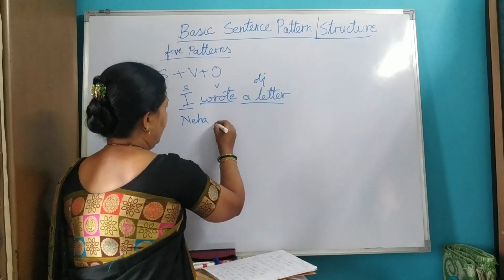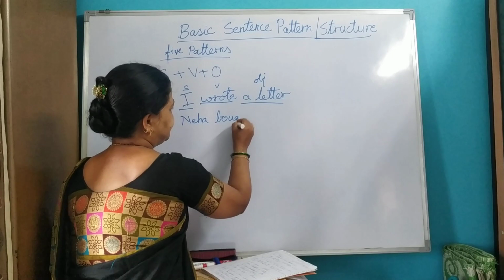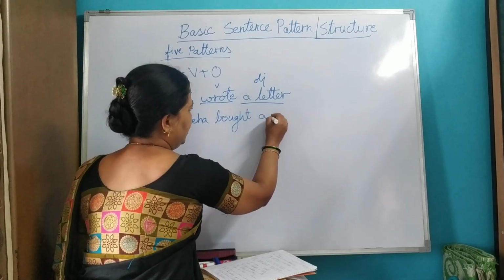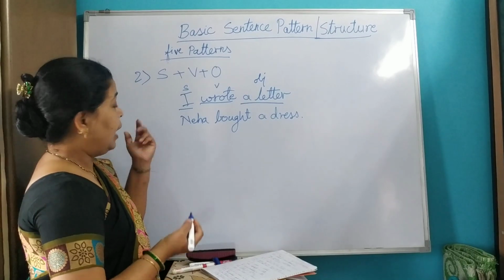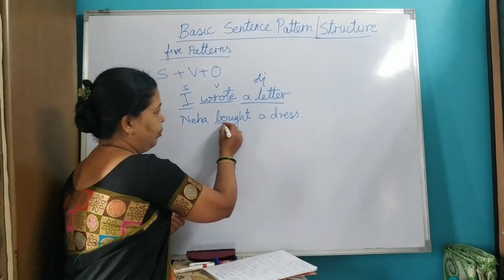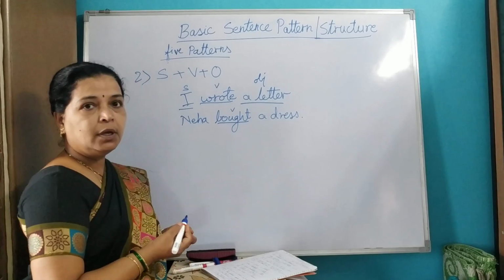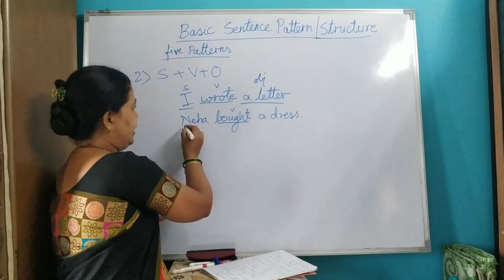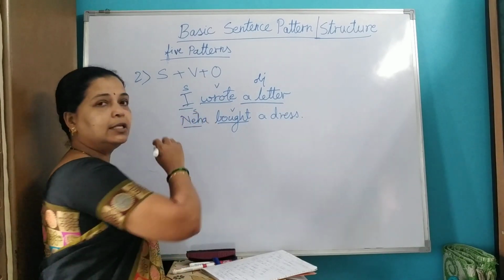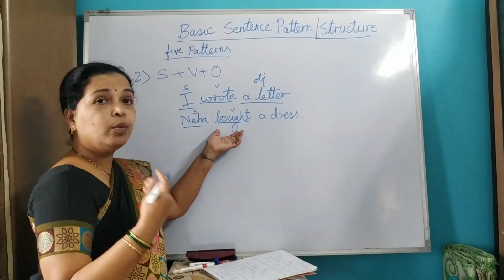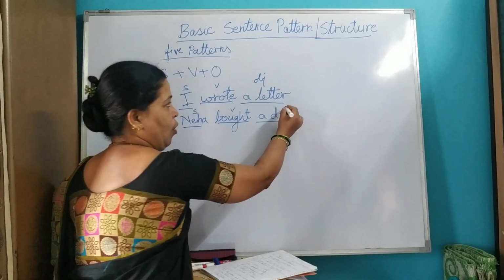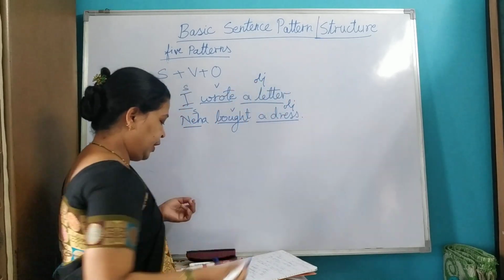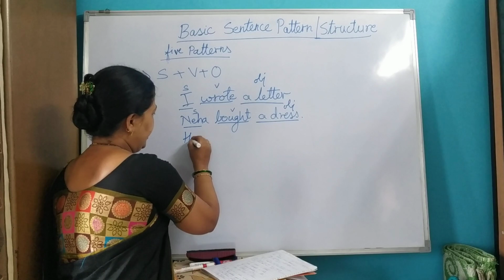Now, then. Neha bought a dress. Let's do it. Action word, bought, showing action. Then who bought? Neha. So, Neha, subject. Bought what? A dress. So, object.